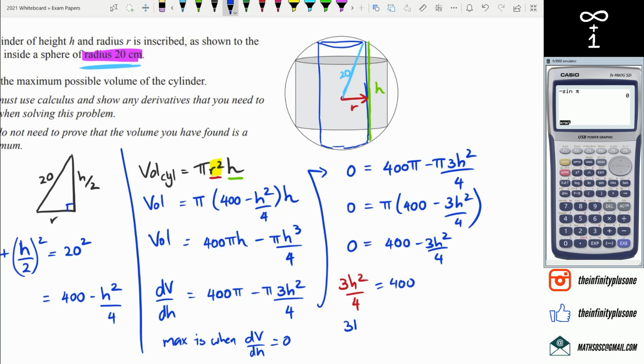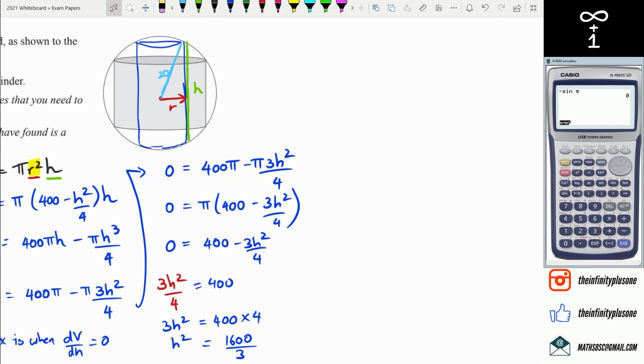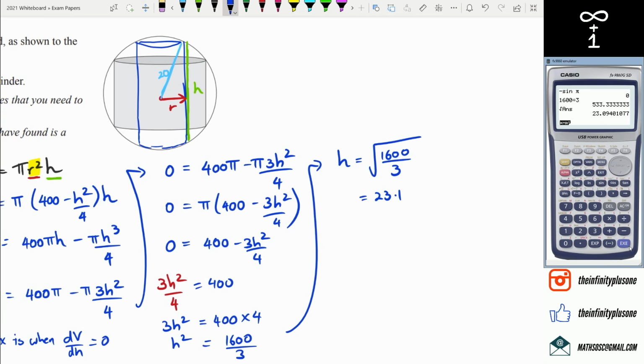Now it's just a matter of manipulating everything. So 400 times 4, and h squared is equal to 1600 divided by 3, or I can say h is equal to the square root of 1600 divided by 3. At this point you've got to put that in the calculator. So 1600 divided by 3, and the square root of that is equal to 23.1. Unfortunately, we're not finished, because we are asked to figure out the maximum volume.